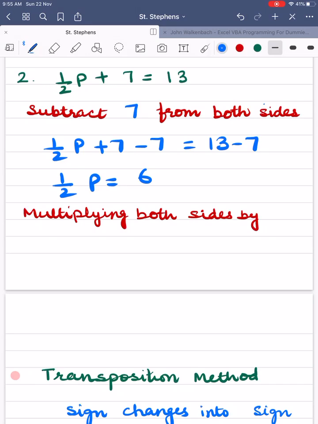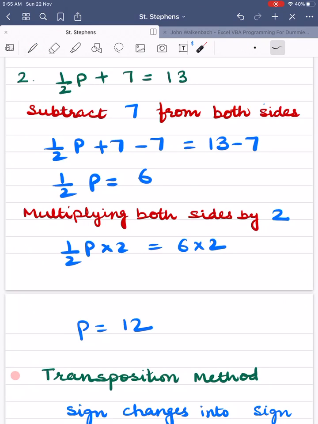Now we have to remove half to get the value of p. So we will multiply both sides by 2. So we have half p into 2 is equal to 6 into 2. So we get p is equal to 12. So the solution of this equation is p is equal to 12.